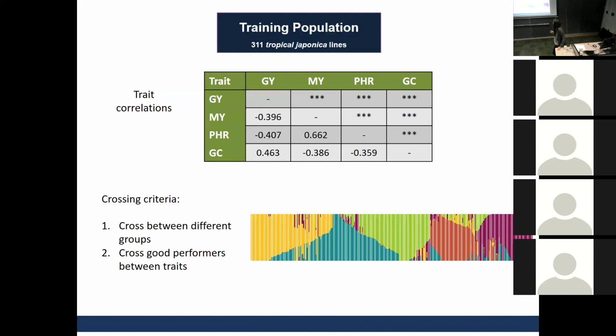To make the 19 crosses between members of this training population, we performed a cluster analysis, where we could detect 5 different groups in this population. We tried to cross individuals between different groups as a way to preserve the original diversity in the training population. Then we also tried to cross individuals that were good for one trait with individuals that were good for the other trait.